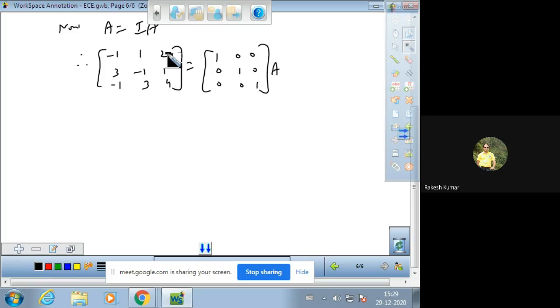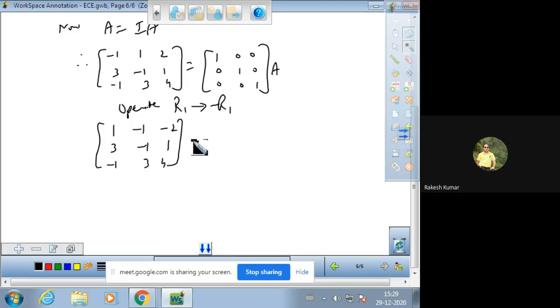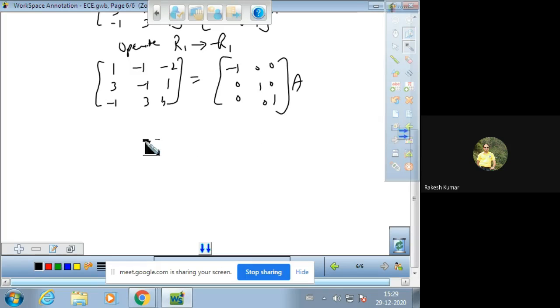This is the row 1 in the matrix A, in which we have a minus sign. So you can simply multiply R1 with minus, and you will get 1 -1 -2, 3 -1 1, -1 3 4, and on the right hand side this is -1 0 0, 0 1 0, 0 0 1, and this is matrix A.